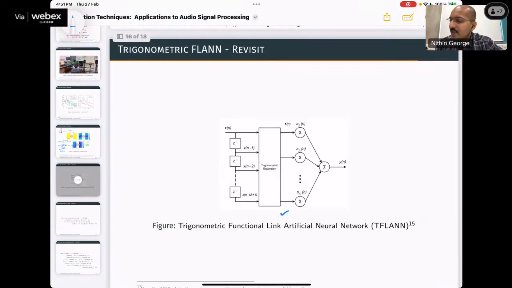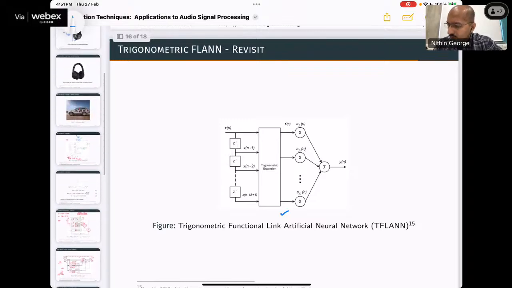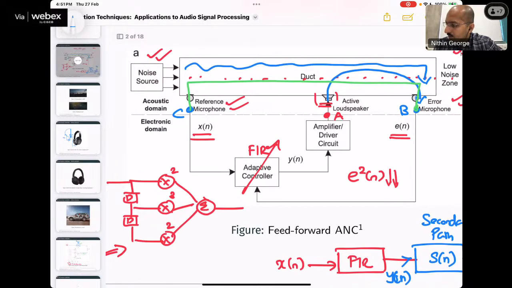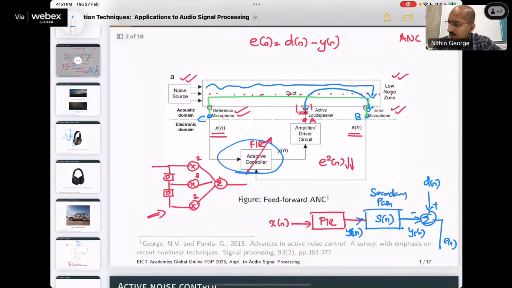Understood? So I could use any of these instead of an FIR filter. It's not necessary that the controller which we are going to use in the first diagram, this adaptive controller over here, needs to be an FIR filter. It can be a nonlinear filter. It can be a neural network. Understood? And I could formulate this optimization problem such that the error can be reduced over here. So these are the type of things which we can do.